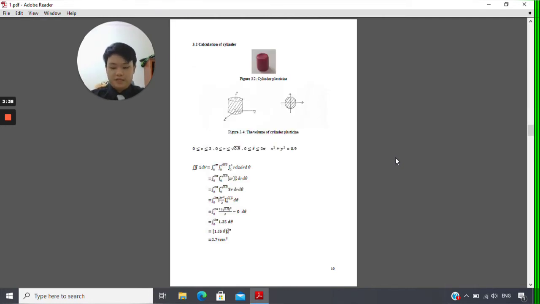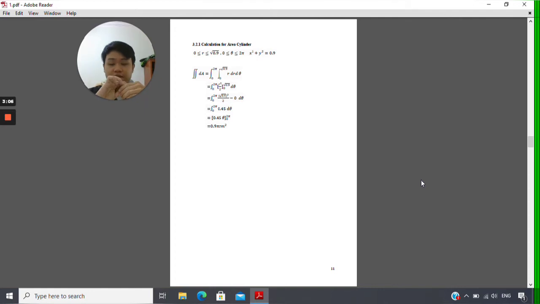As for the second calculation of cylinder, which is this component, it has a height of 3 cm and a radius of square root 0.9 centimeter. Above are the equations that I've set to find the volume of the solid cylinder. For this cylinder, I've decided to use cylindrical coordinate to find the volume. As for the calculation for the area of the cylinder, it has a radius of square root 0.9 centimeter. I set the limit to find the area of the cylinder by using polar coordinate system.